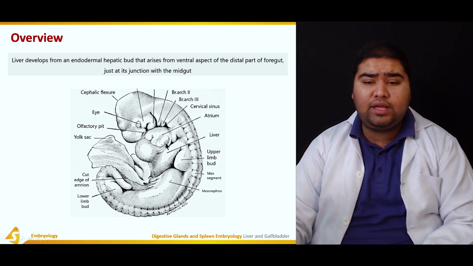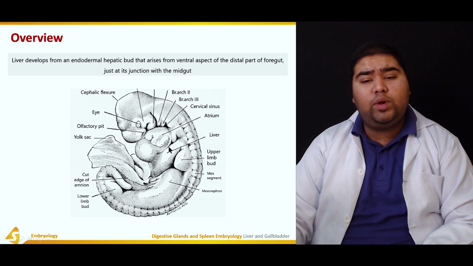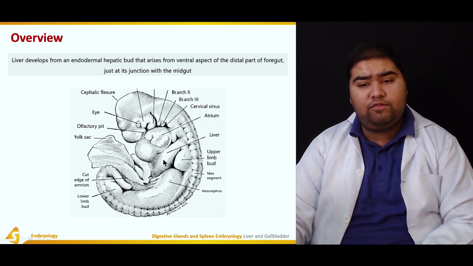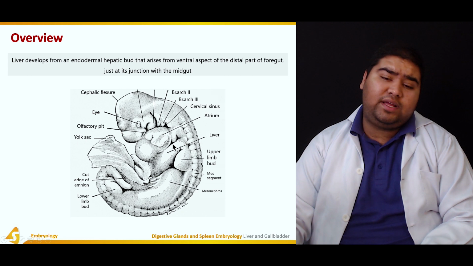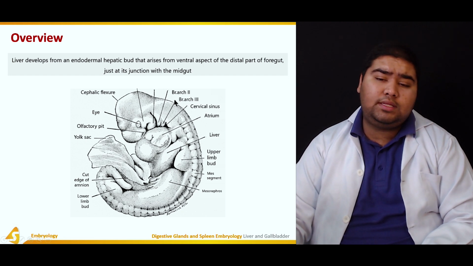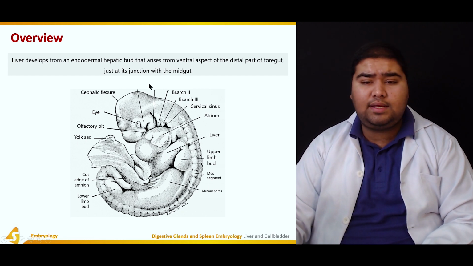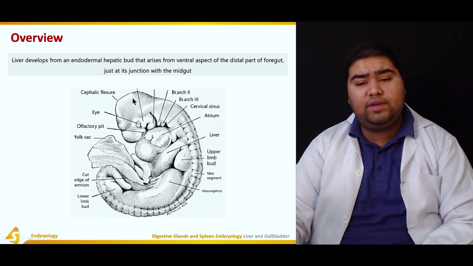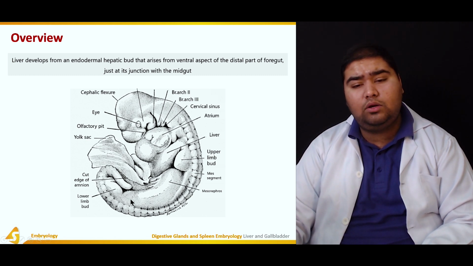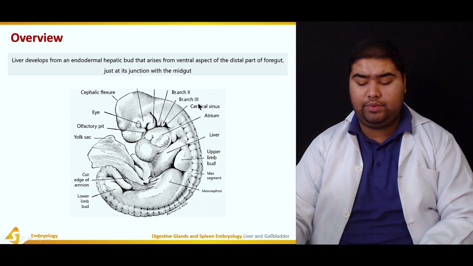In this micrograph, this is the section where the liver is being formed. This lies on the ventral aspect of the body. This is the dorsal aspect. This is the cranial aspect where the head is being formed, and this is the caudal aspect of the embryo.